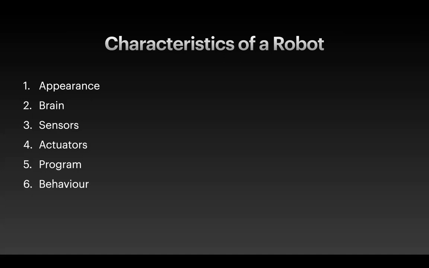Sometimes robots even use cameras, just like us, to see the world. But some robots don't need cameras. They just need other sensors to measure the distance, to get an idea how far an object is. And then a robot has actuators as well. So the fourth characteristic is an actuator.